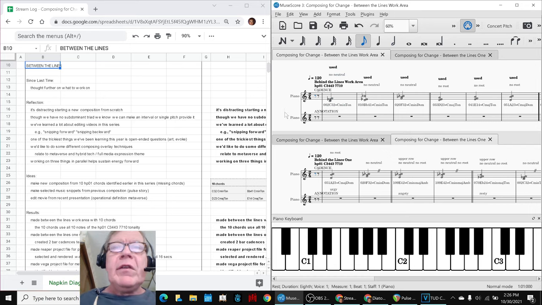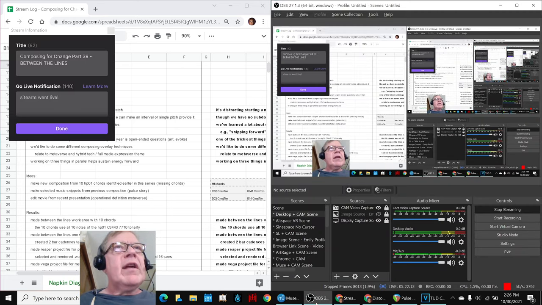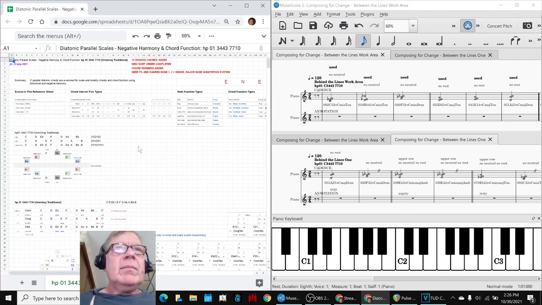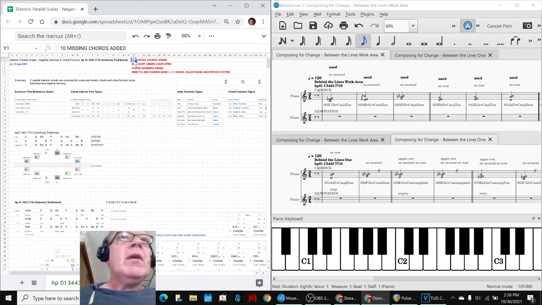Alrighty, ladies and gentlemen, this is a recap of Composing for Change Part 39, Between the Lines. Our theme for Between the Lines today is because we had noticed that in the last stream, when we were double checking a few things, we reminded ourselves that we had 10 missing chords that we added much earlier in the series.